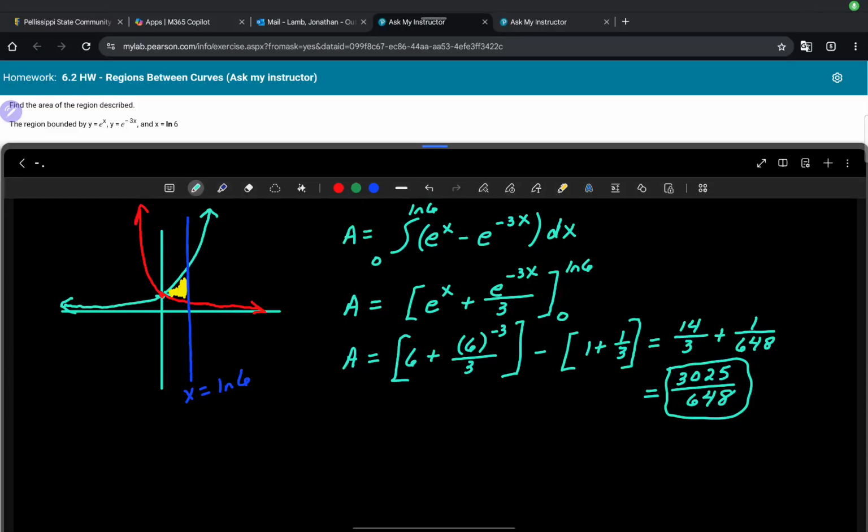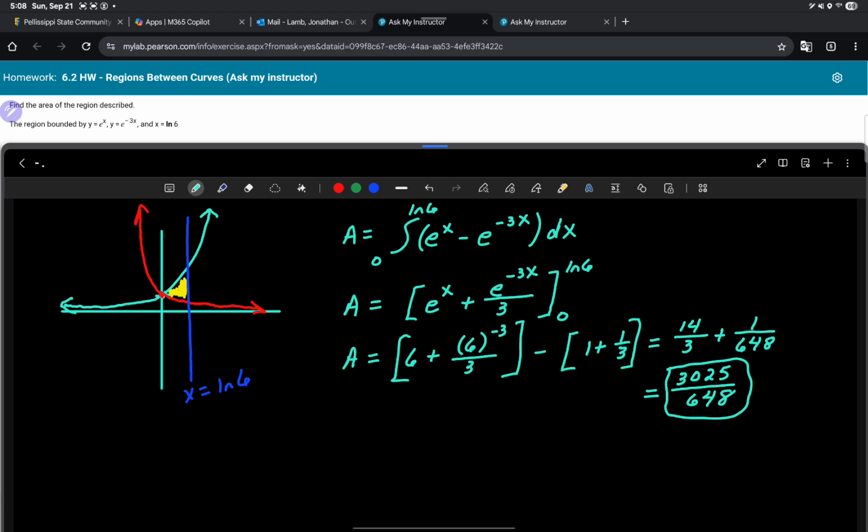Let's take a look at this problem out of 6.2. It's asking us to find the area of the region described below, and it's saying the region is bounded by the exponential function e to the x, e to the negative 3x, and the vertical line x equals the natural log of 6. So I didn't need to consult my graphing calculator because we don't really need to know the exact, the approximate intersection points of these for the y values. We just needed to know the x values.